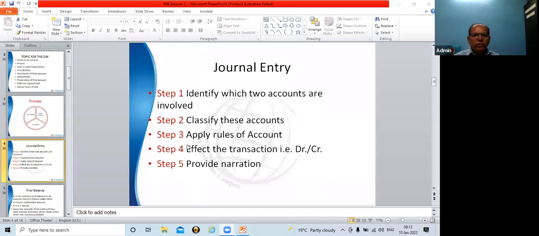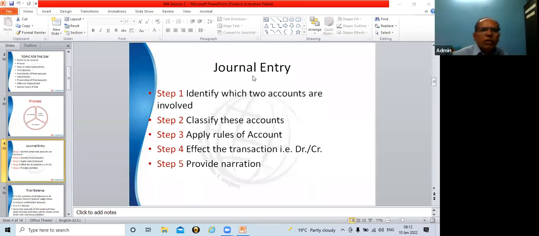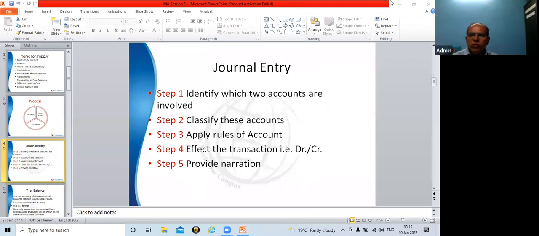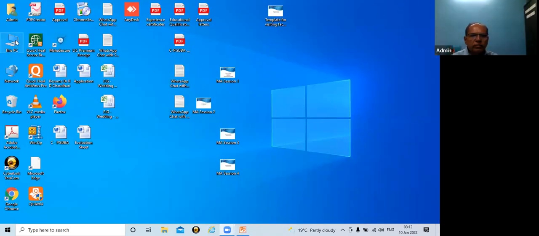So before we go to this step, are you aware of the golden rules of accounts? Anyone? Debit what comes in, credit what goes out. Okay. Debit the receiver, credit the giver. Debit expenses and losses. Shall I show that slide also? Yes, sir. One second, let me show you that slide also.